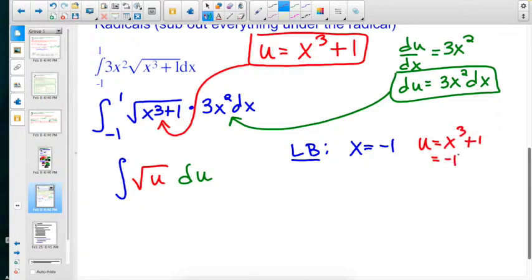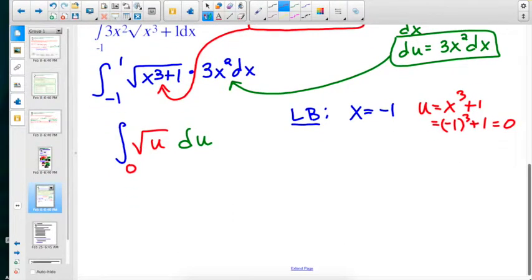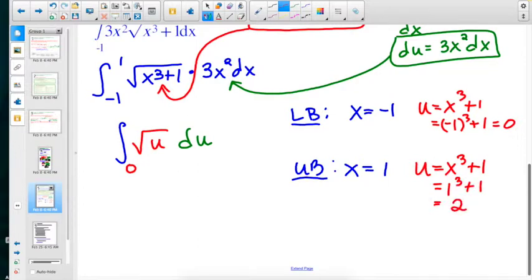Yep, exactly. I put a -1 here, I cube it. How much is that? -1 plus 1 is 0. So my new lower bound is 0. That's my lower bound for my u. What about my upper bound? If my upper bound for my x is 1, and I substituted out my x and put in this instead, then how much is my upper bound for u? 2, exactly.